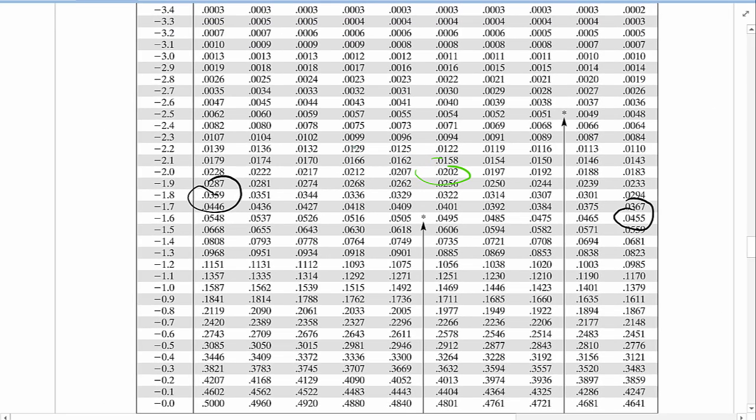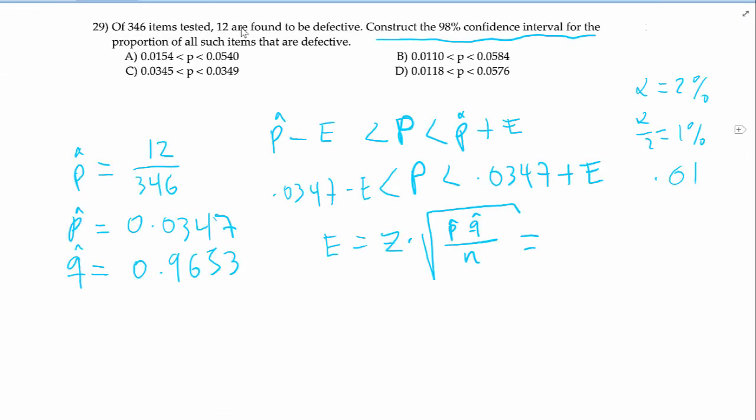Right here we have 0.099, the value will be 2.3. Right here, 2.34. So the z value is 2.34.